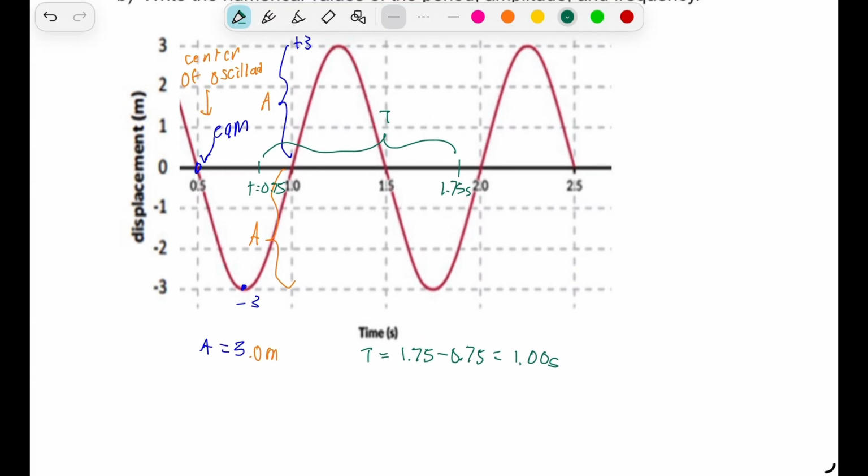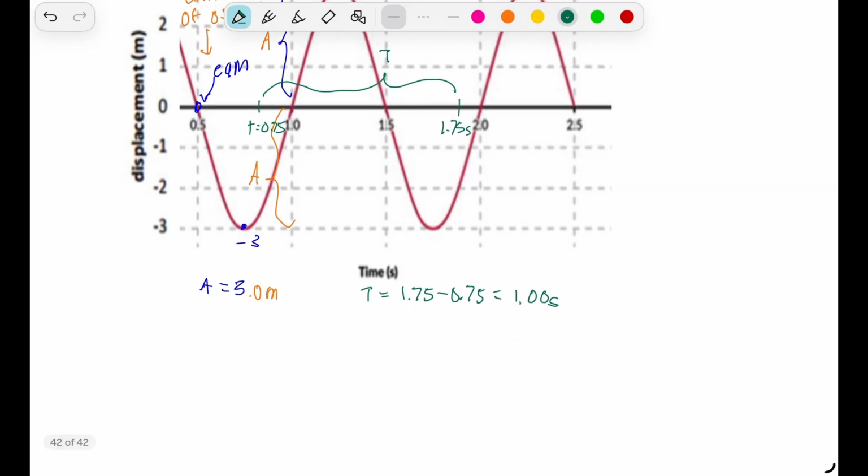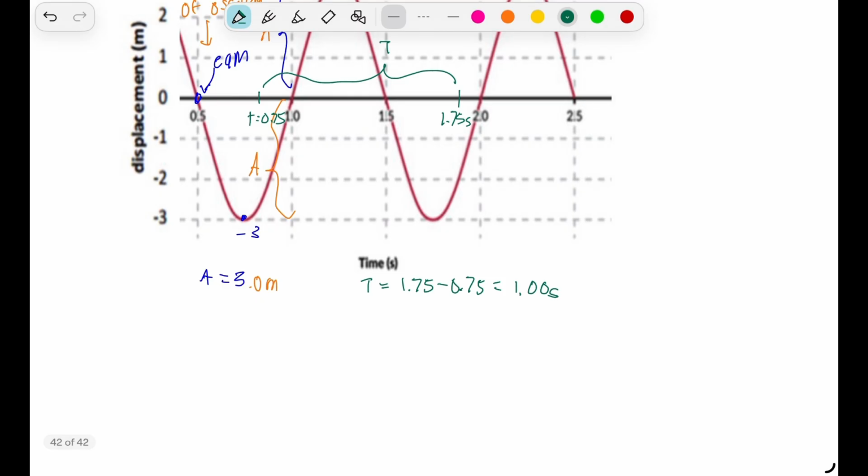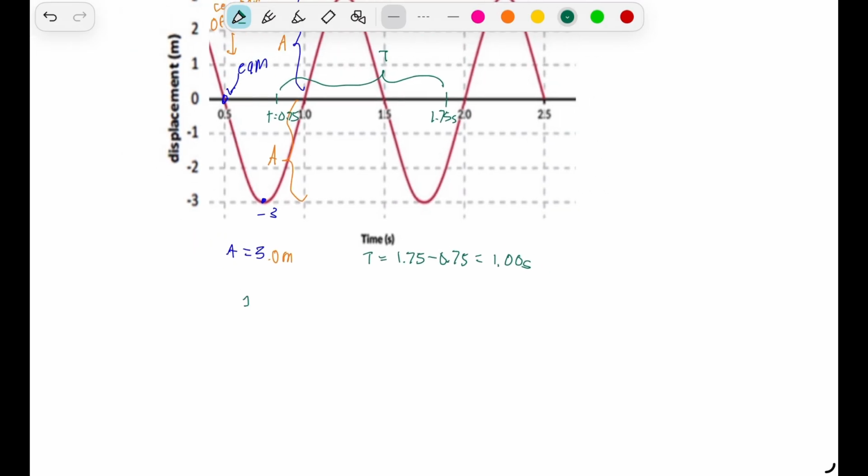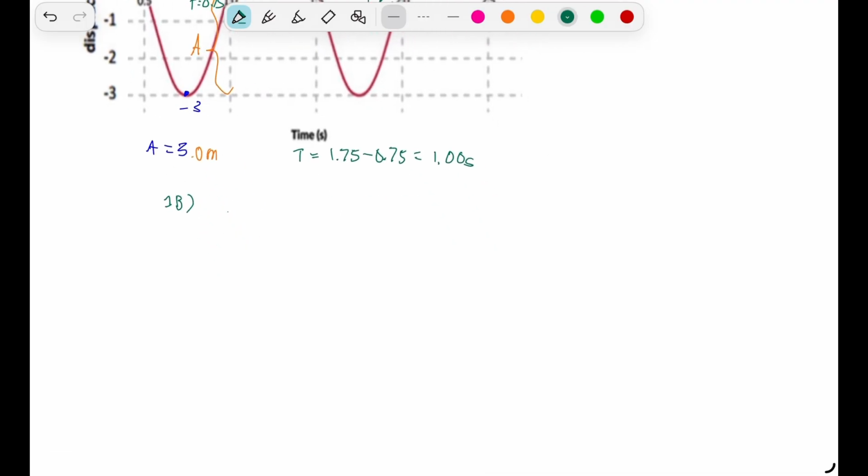After this, what we have to do is label on the graph, which we already did. So these are our numerical values for our two components. Now for this, we have to find our frequency. So our frequency is equal to the number of cycles per second. So that is going to be 1 over T. Here that is 1 over 1.00 s, which is equal to 1.0 hertz.